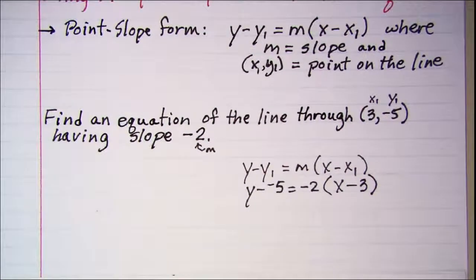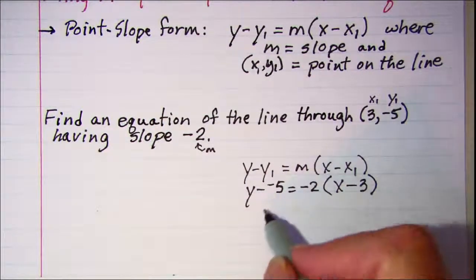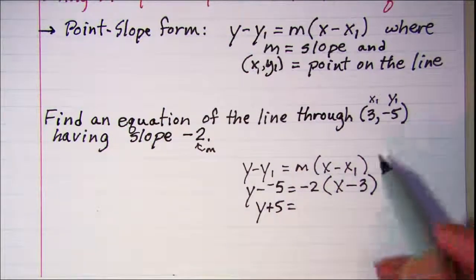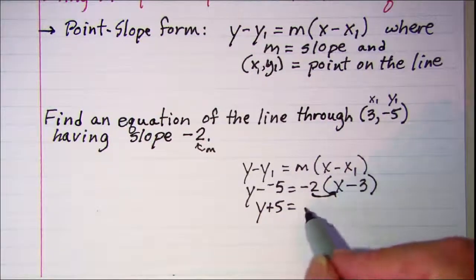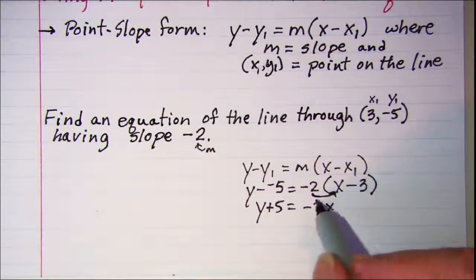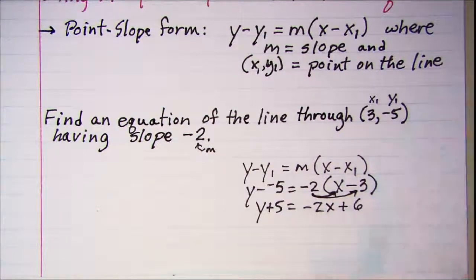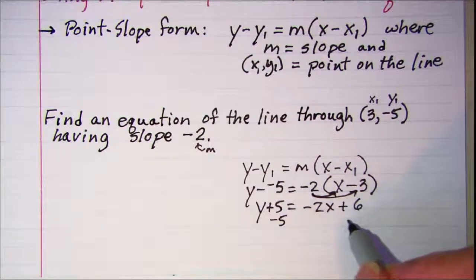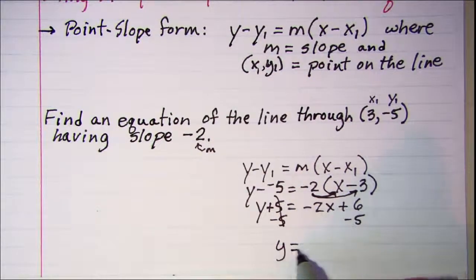Now we just need to simplify this a bit. The two minuses is the same as plus, so I have y plus 5 is equal to, and then let's distribute this -2. -2 times x is -2x, and then -2 times -3 is a +6. Finally, let's subtract 5 from both sides. These will cancel, and we have y is equal to -2x plus 1.